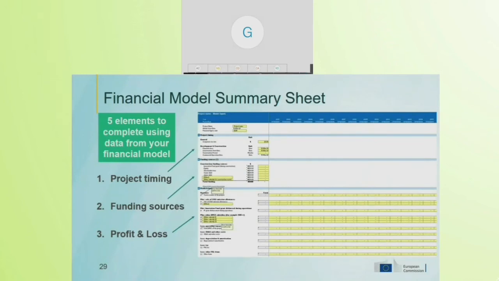So the financial model summary sheet has a number of standard project finance type inputs. It's got the project timing: when the project starts, when it's operational, and when it ends. It has the funding sources: where's the funding coming from, equity, the loans, both senior and junior debt, if that's relevant. It also provides a profit and loss and a set of standardized financial accounts. And this also just checks that things balance in the financial model that has been provided to us. Next slide.